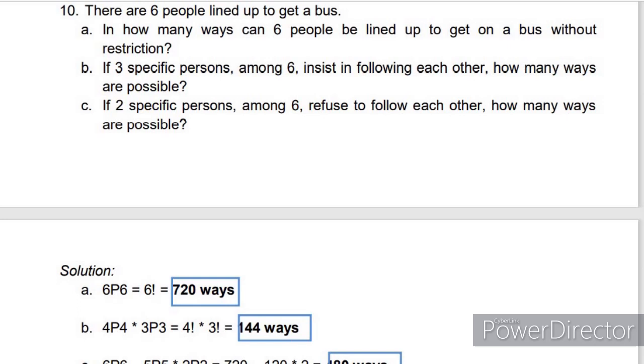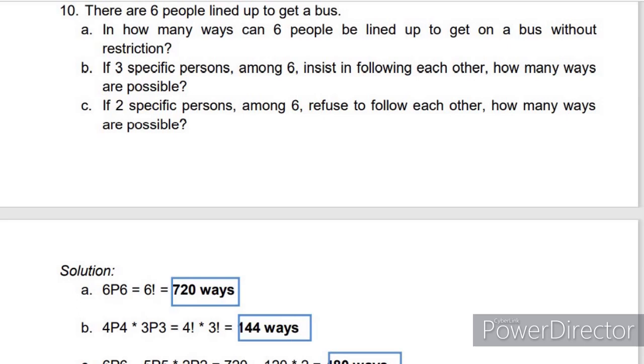So we only get 4 arrangements when 3 specific persons insist on following each other among 6. You get it? That's why we got 4 permutation 4. So we have a general formula for that. It will be n minus r plus 1. So 6 minus 3 is equal to 3, plus 1 is equal to 4. So we have 4 permutation 4. So that's the general formula, the quantity n minus r plus 1.